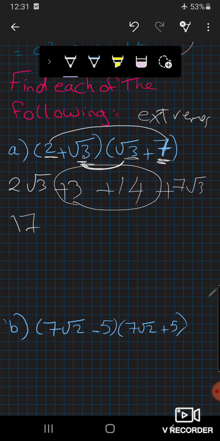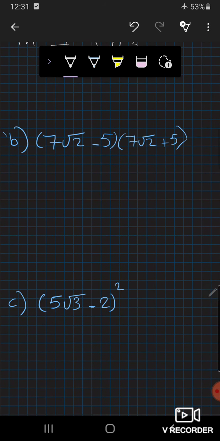It's okay till now? Plus, you have square root 3 and the square root 3, just plus. 2 plus 7 equals 9 square root 3. Understood? Let's take another one.